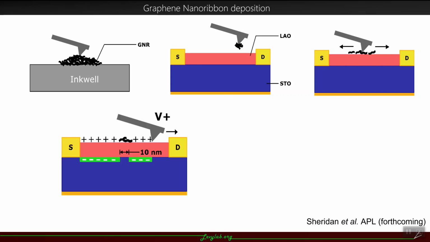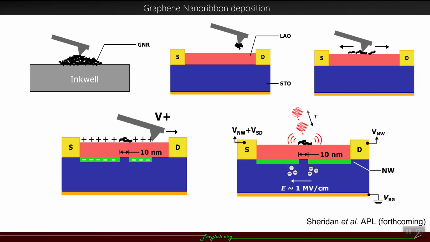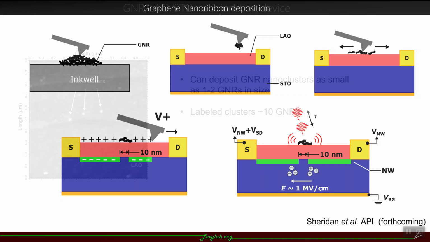After we do that, as before, we can identify a single GNR nanocluster and then design our nanoscale device around it using CAFM lithography. I do this to create these 4-terminal nanojunction devices and then perform time-domain optical spectroscopy on them.